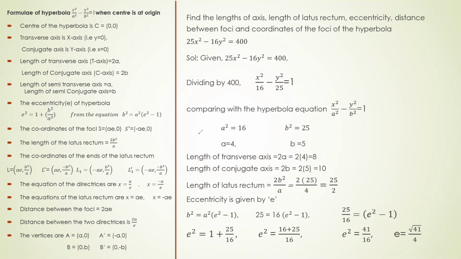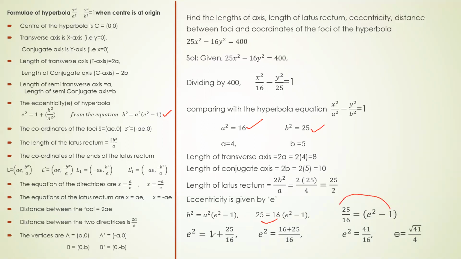Eccentricity. So eccentricity is given by b square is equal to a square into bracket e square minus 1. So b square value is 25, whereas a square value is 16. We will substitute here: a square value, b square value into bracket e square minus 1. So 16 we will take to the other side. It will become 25 divided by 16 equals e square minus 1. Minus 1, if we take it to the other side, it will become plus 1.